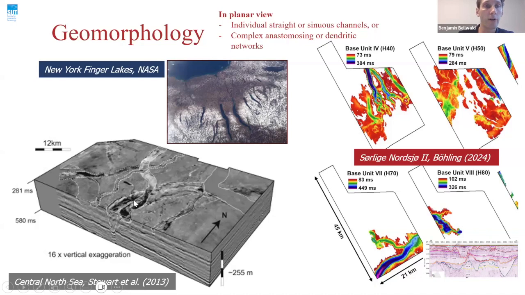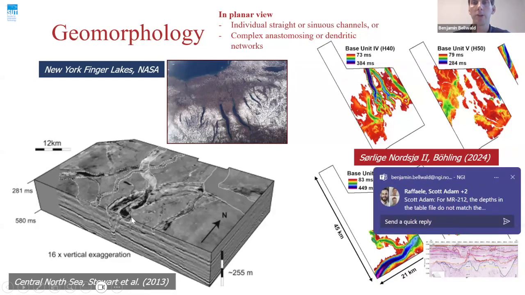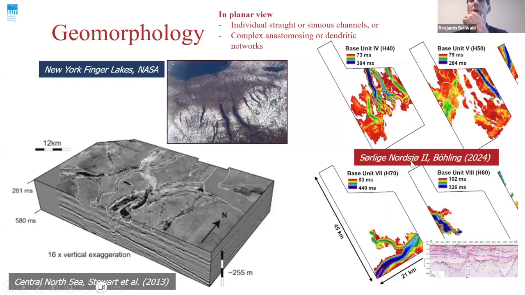However, we see here, for instance, in the paper from Margaret Stewart, a more complex dendritic or anastomosing network. That's a 3D view into one of the tunnel valleys of the North Sea. Whereas here to the right, that's from Sørlige Nordsjøen 2, the big offshore wind farm project in Norway, where Bjørn Bowling and his team mapped out the tunnel valleys in the subsurface. You see that we have stacked tunnel valleys in the very shallow subsurface.